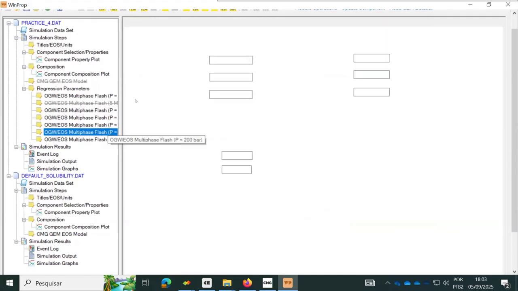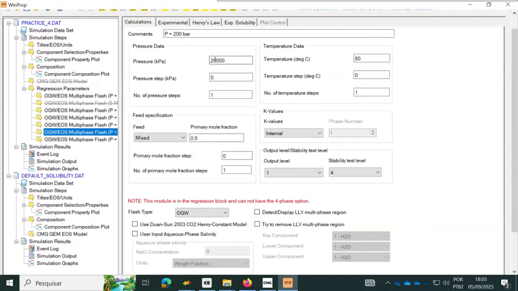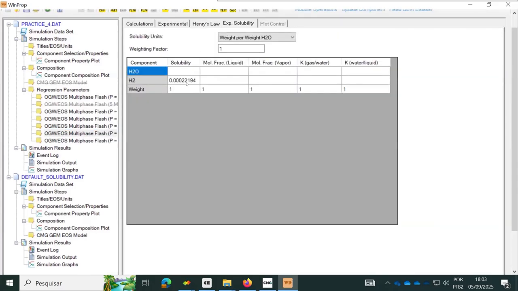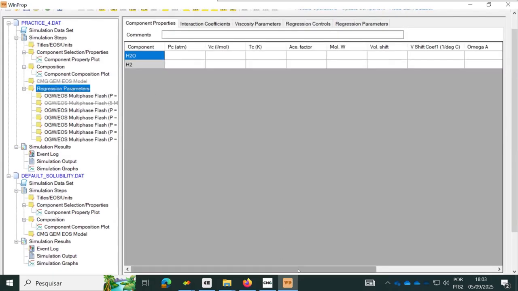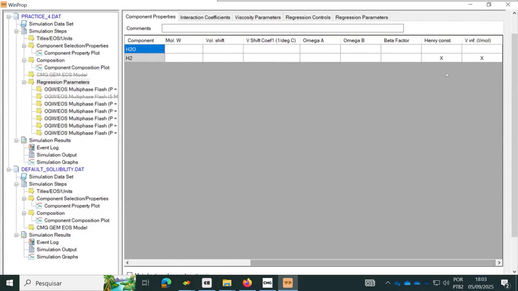If I work with higher pressure, like that, 200 bars, now the solubility is higher as well. So I'm using that table. I just filled in this blank using the solubility data, and we can regress using the two parameters available.